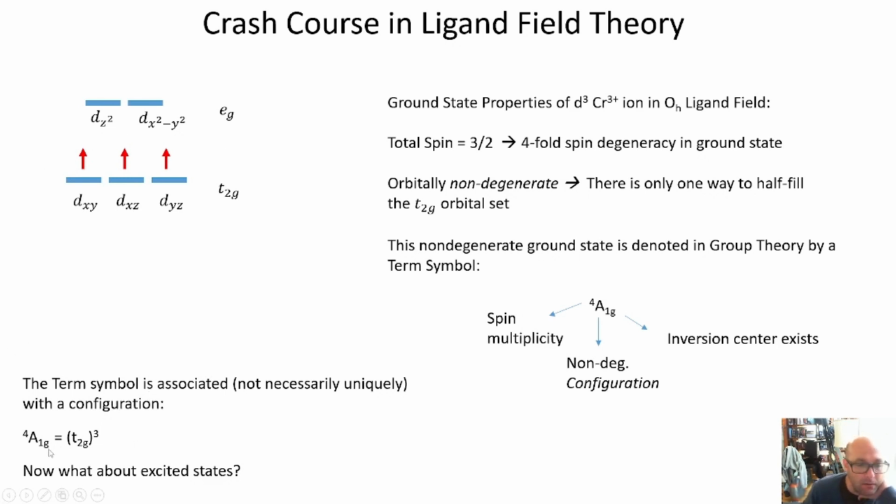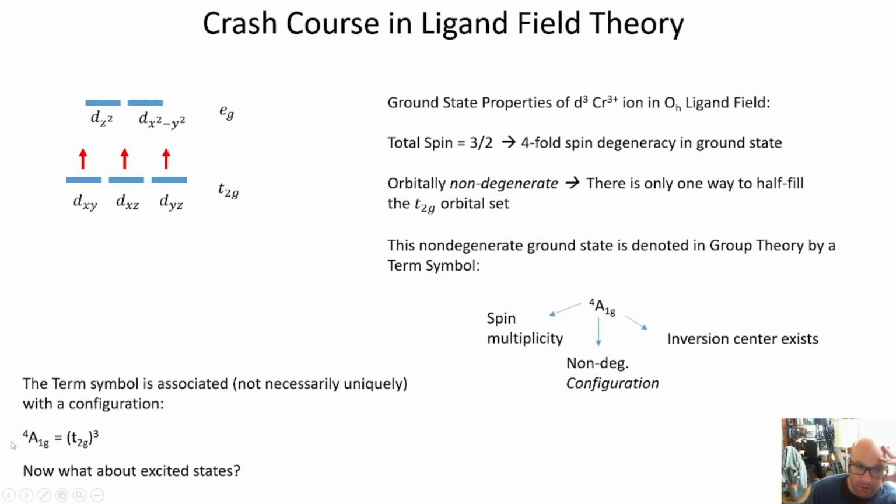And so in this case, the association of quartet A1G is unique. There's only one you can actually draw. But it's actually not necessarily the case that there's only one configuration for a given term symbol. We'll see that in the next slide. And so that's just a distinction that actually helps me to think about this, is that this picture is T2G with 3 electrons in it. That's a configuration.